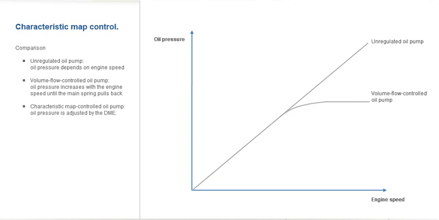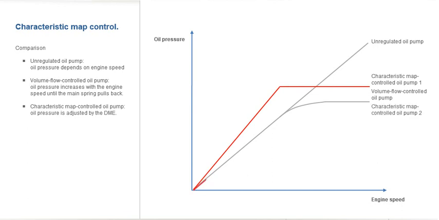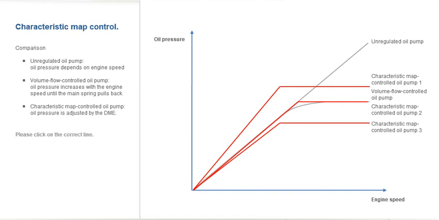Which characteristic curve would you expect to obtain with a characteristic map-controlled oil pump? A pressure characteristic that is generally higher. Roughly the same pressure characteristic. A pressure characteristic that is generally lower. Click on the line that, in your opinion, corresponds to the characteristic map-controlled oil pump.